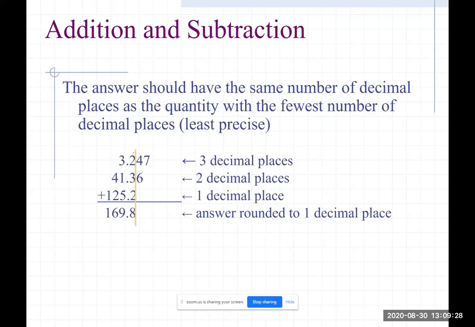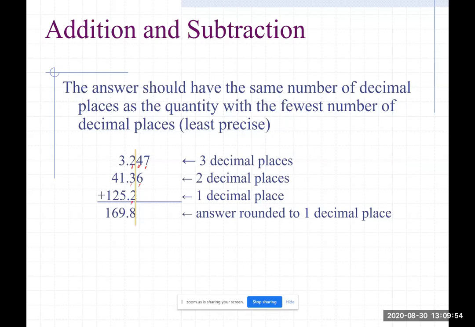There are 3 decimal places, or 3 values to the right of the decimal, 0.247. That gives us 3 places to the right of the decimal. If we look at the second number, the 41.36, we have 2 places to the right of the decimal. And if we look at the last data value, 125.2, that gives us only 1 place to the right of the decimal.